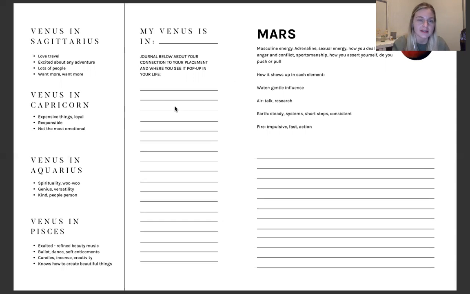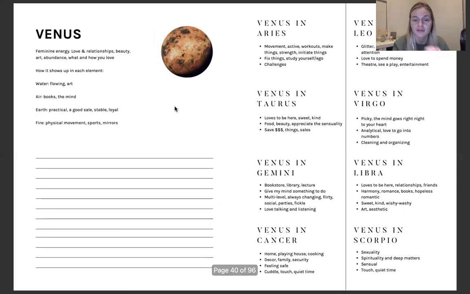So I'm going to give my example because it's the easiest. You guys are going to get to know me very well through this. My Venus is in Gemini, which complements my sun in Gemini. So I have bookstores, libraries, lectures, give my mind something to do. Yeah, I get bored really easily. Multi-level, always changing, flirty, social, parties, fickle, love talking and listening. So it's constant mental stimulation. If I check out of a conversation and I'm bored, then my Venus in Gemini is not happy. The mind needs to be occupied. It's all about the mind in here.